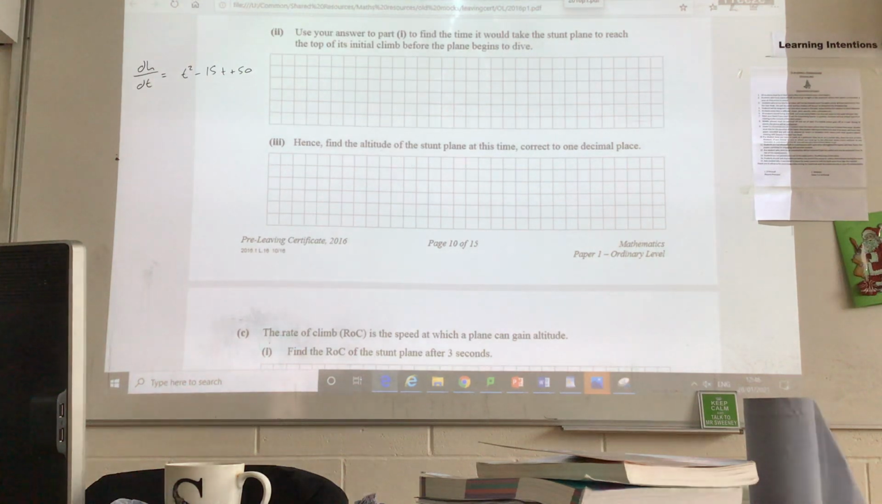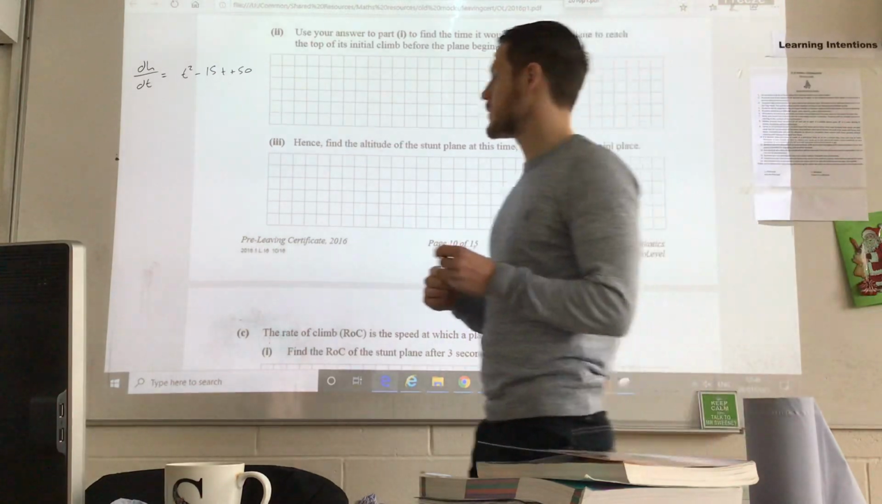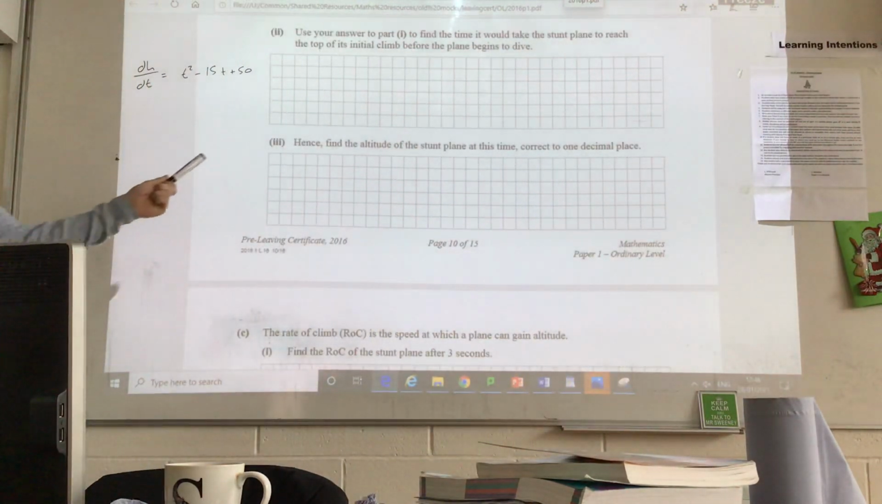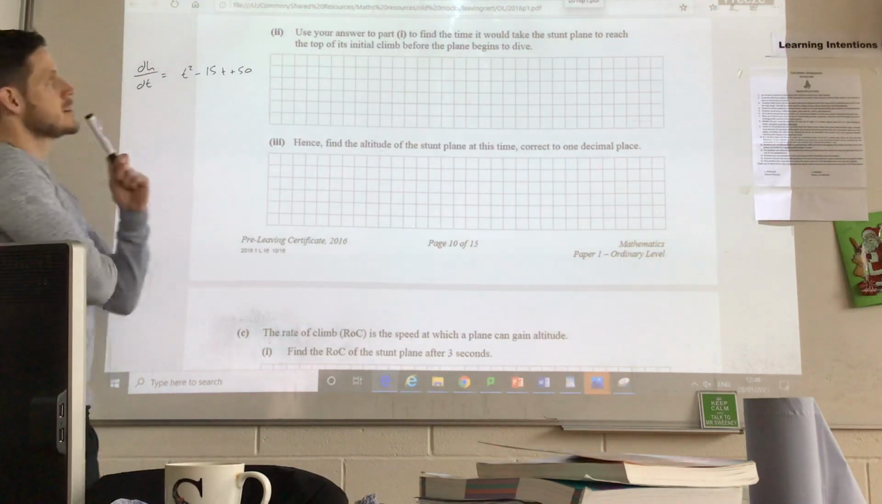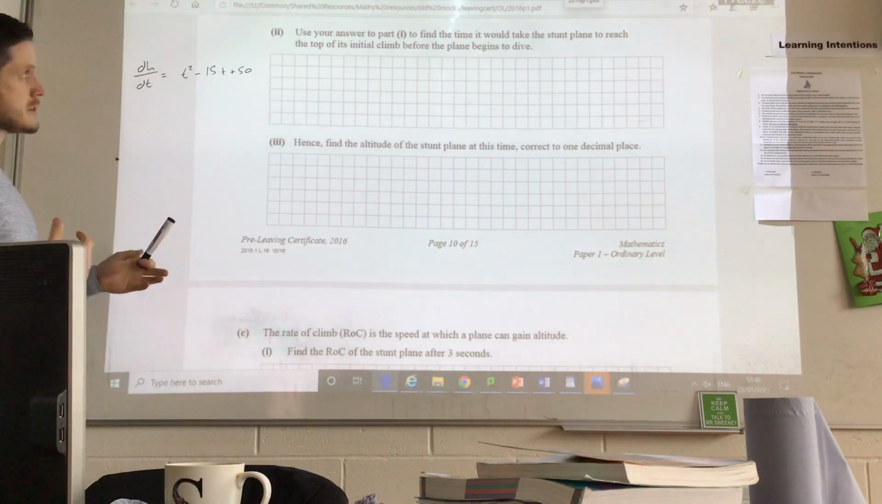Okay, so we're going to look at the 2016 mock paper question 7 on calculus. We've done some of the work already, and now we're just going to focus on some of the harder parts. So initially we were given a function which tells us how a stunt plane moves, so it does a maneuver, and the function tells us over time how high it goes.